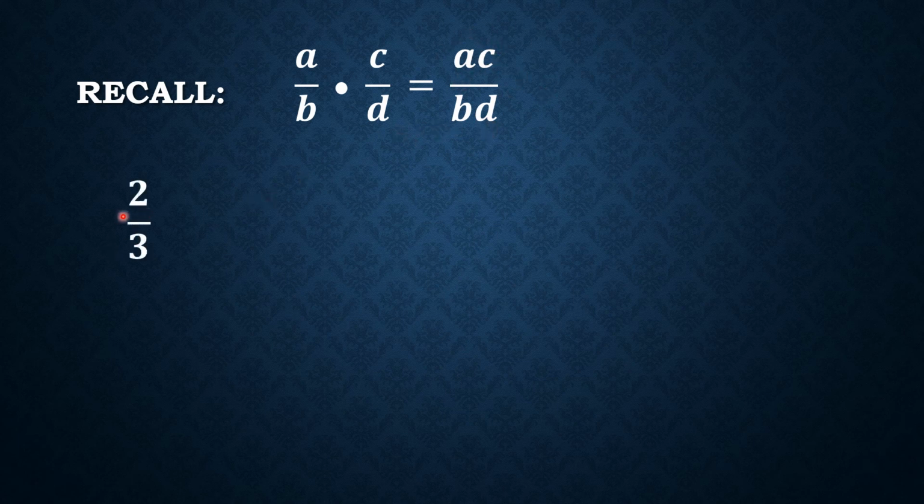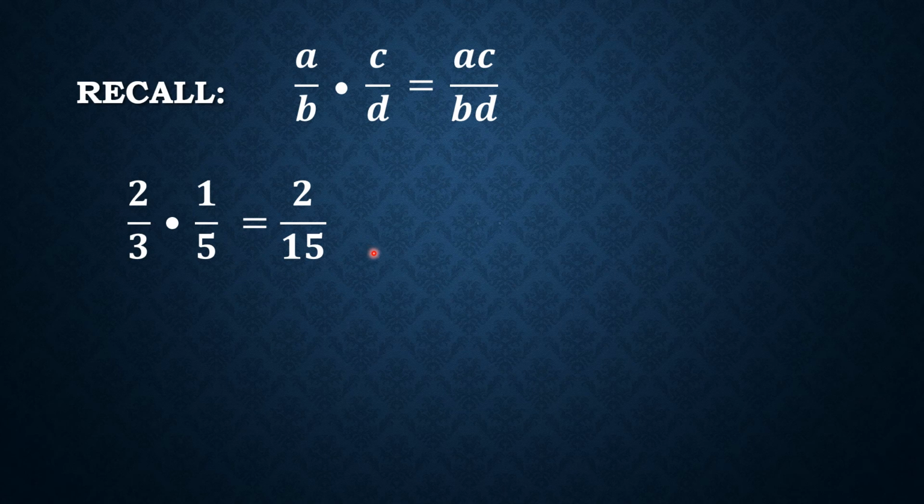For example, 2/3 times 1 over 5. In this case, if we apply the concept or the process of multiplying fractions, we're going to multiply 2 and 1. So 2 times 1 is 2, and then 3 times 5 is 15. So therefore, the answer is 2 over 15. But this is not always the case. Sometimes we can do some sort of techniques para mas mapadali yung ating pagko-compute.